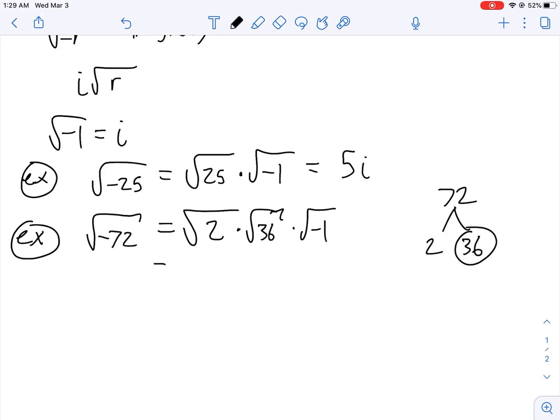Now, each of these things does its own thing. We have the square root of 2 doesn't simplify. The square root of 36, though, that's 6. The square root of negative 1 is i. Now, when we look at this, we don't want to leave it in this order. We want 6i times the square root of 2. We want it in this order here. So the coefficient is going to go real number, imaginary, square root. That's the order that we want it in.